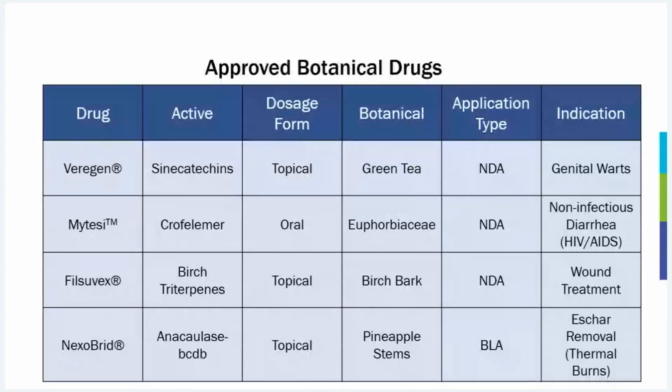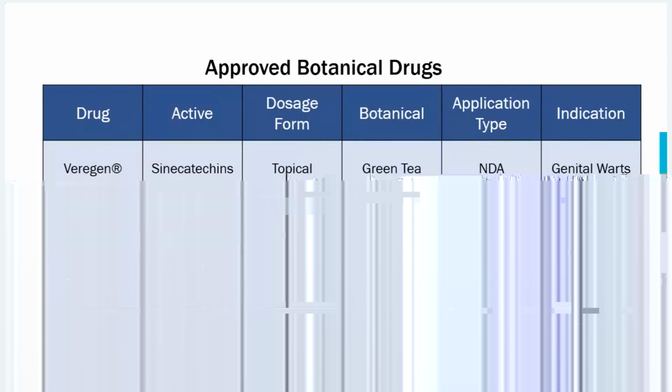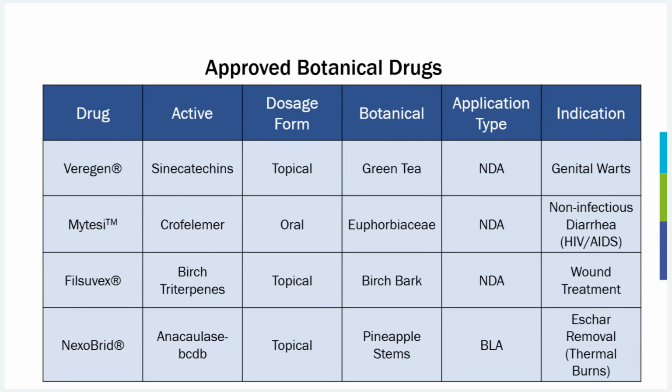So here are the botanical drugs. Again, 4 of them, 3 of them are topicals and one's an oral. And then 3 of them are NDAs and one's a biologic. You can see the different botanicals that are used.